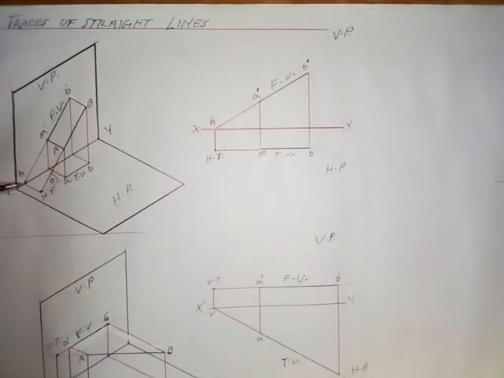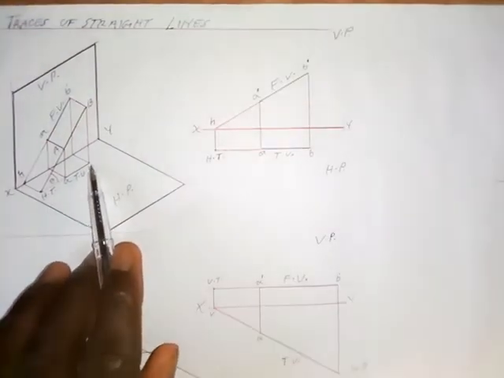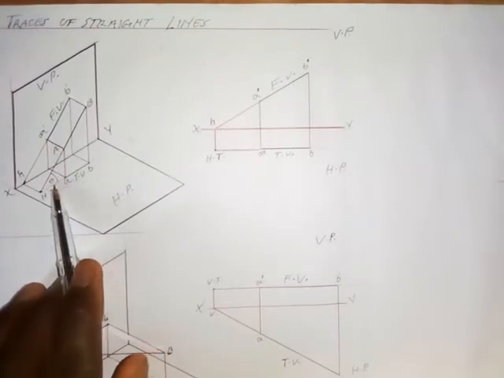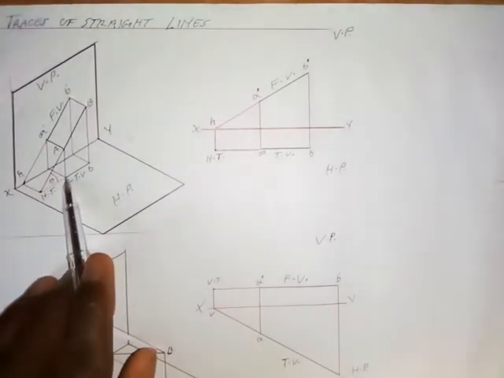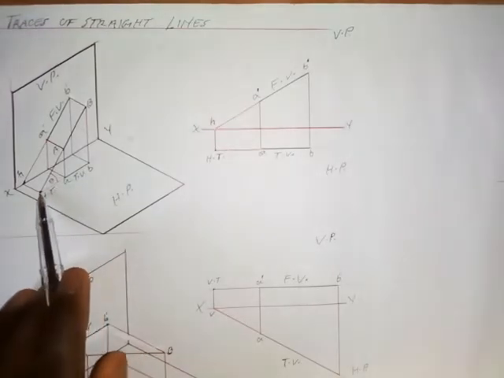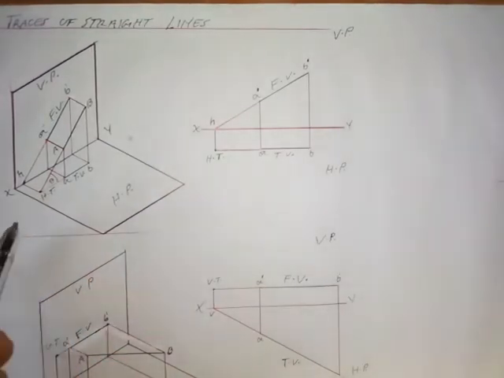Then from this point here on this XY line, I will draw a perpendicular line, a line that will be perpendicular to XY line. Then from the top view here, I will extend this line. The line extended from this top view meets the perpendicular line at this point. So this point is the horizontal trace. So the point of intersection of the line to the horizontal plane is known as horizontal trace, and it is abbreviated HT, horizontal trace. So I believe that is clear.